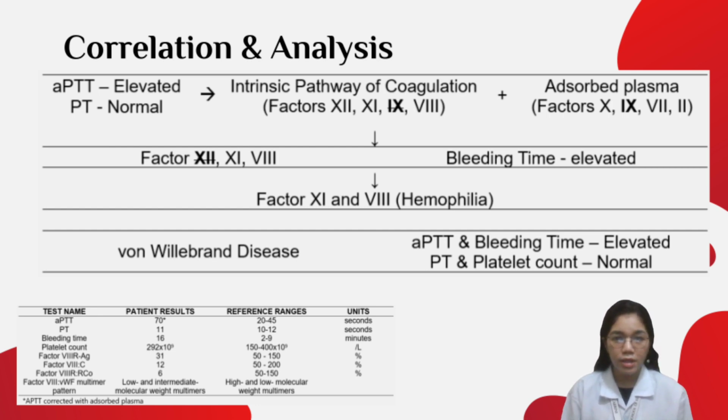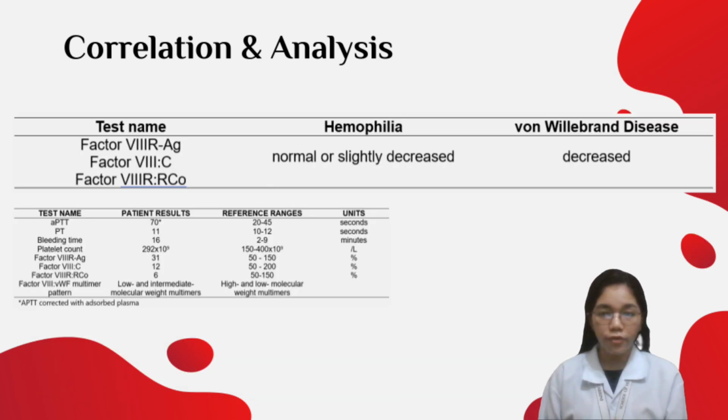However, the mentioned test results of hemophilia are the same as the screening test results for von Willebrand disease, which shows elevated PTT, APTT, bleeding time, and normal PT and platelet count. To continue, tests for factor VIII antigen, factor VIII activity, and factor VIII ristocetin cofactor activity are performed to determine whether the patient has hemophilia or von Willebrand disease, because they differ in these tests.